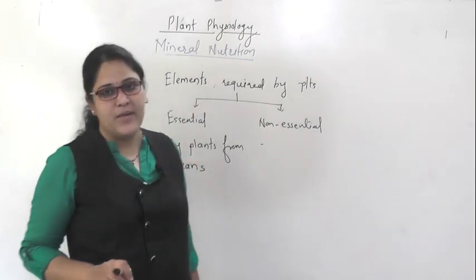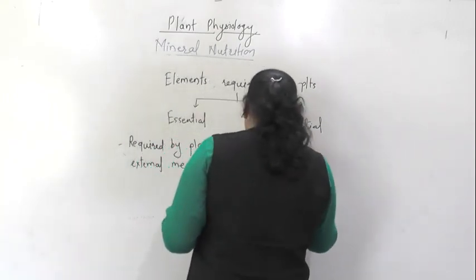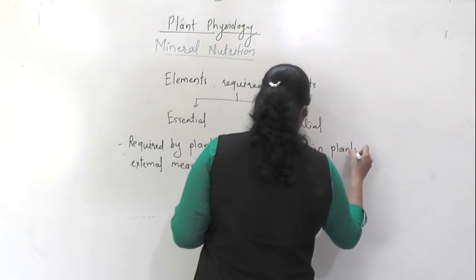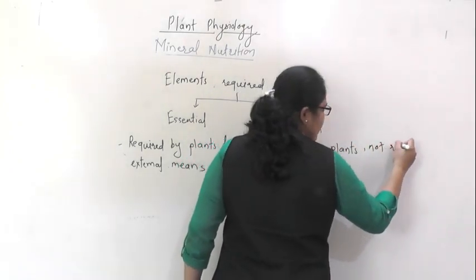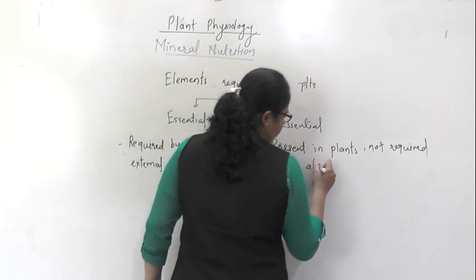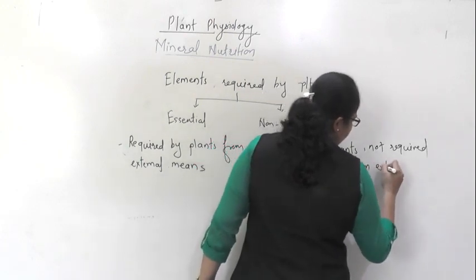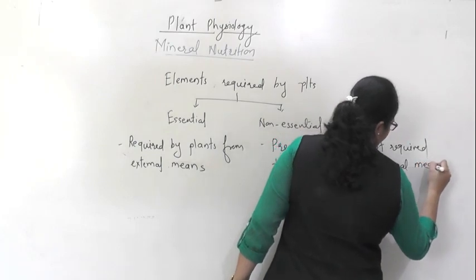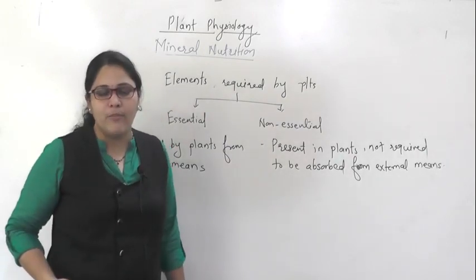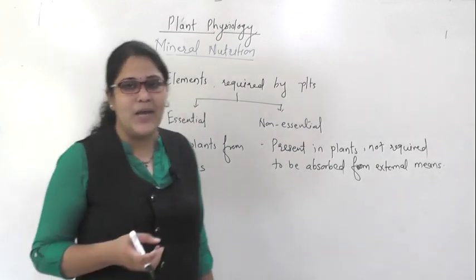Whereas non-essential elements are naturally present in the plant, so they are not required to be absorbed from external means. Those which are not available in the plant, which plants have to absorb externally, are called essential. So their need is more. Such elements are called essential elements.